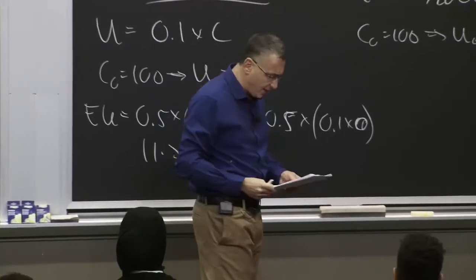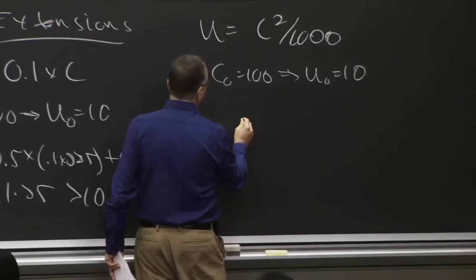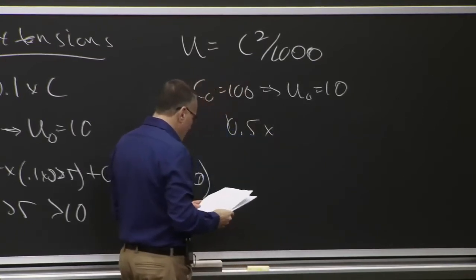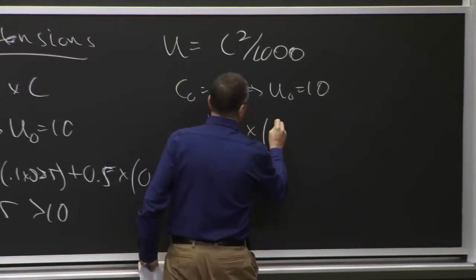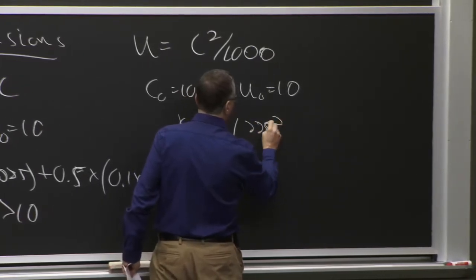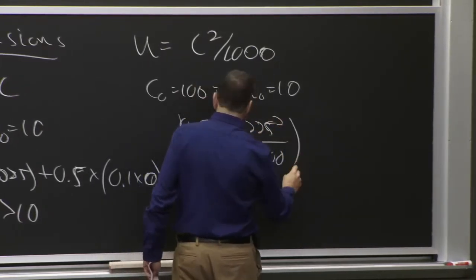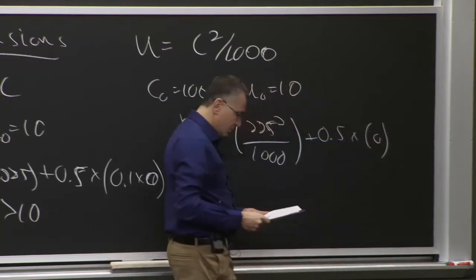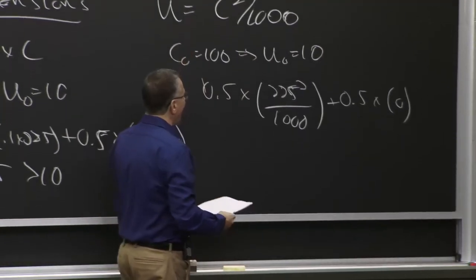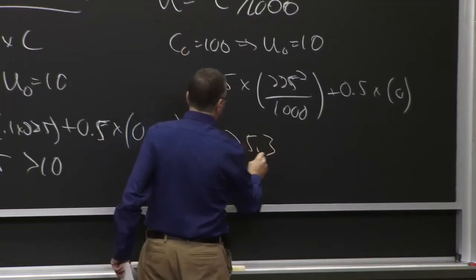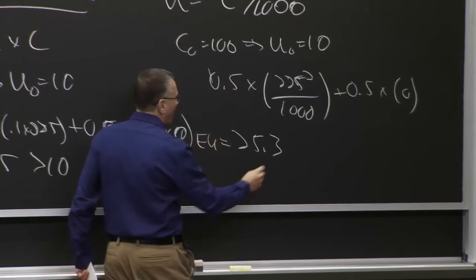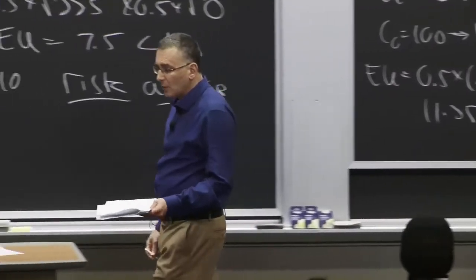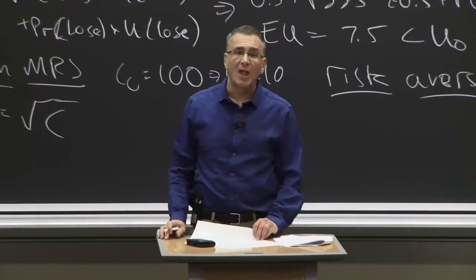Now let's do the expected value calculation. If you take the gamble, there's a 0.5 probability that you win, so utility at B would be 225 squared over 1,000, and a 0.5 probability that you lose, so you just get 0. The expected utility in that case is 25.3, which is way bigger than 10. So you take this gamble. Why? Because now you're risk loving.